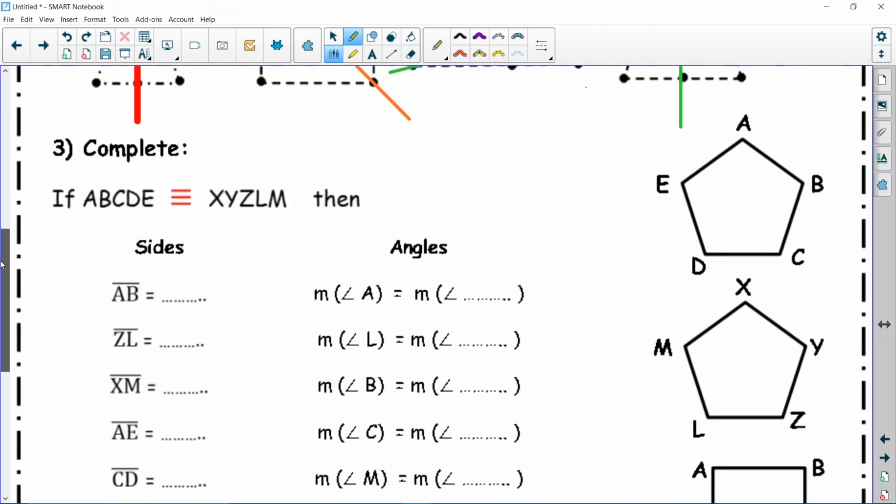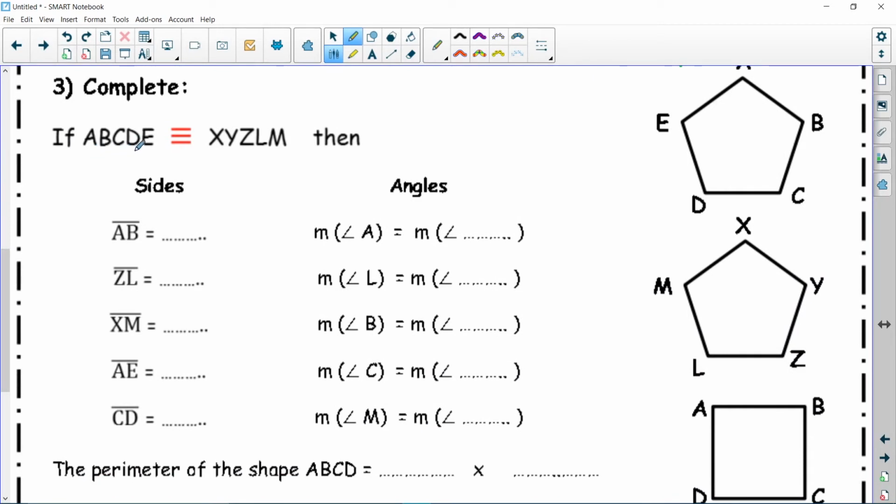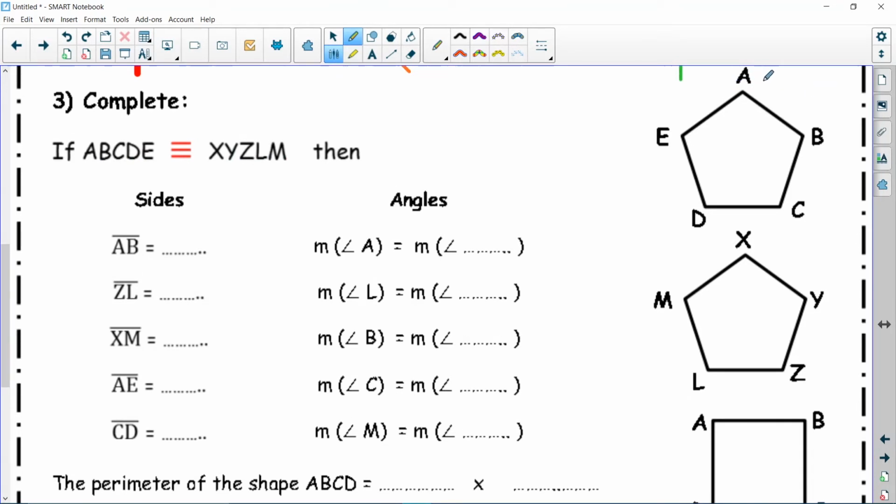Number 3. Complete. If A, B, C, D, E congruent to X, Y, Z, L, M, then AB, line segment AB, its corresponding side, yes, XY. Then line segment AB equal line segment XY. Measure of angle A equal measure of angle A. Its corresponding angle is X. Excellent. Then measure of angle A equal measure of angle X. Stop this video now and try to solve these examples.